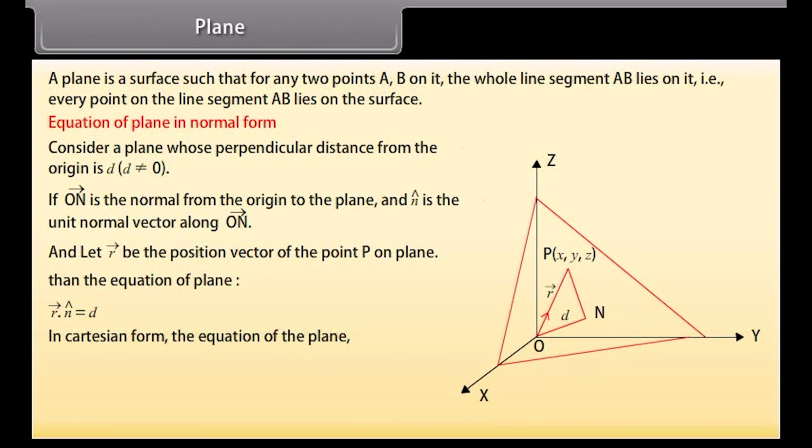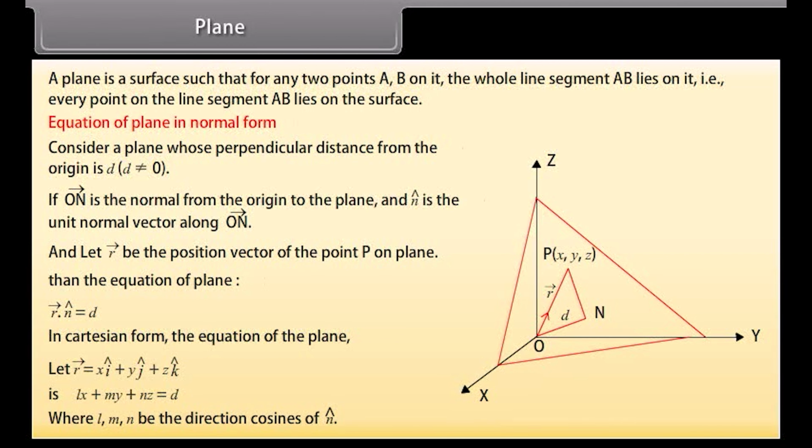In Cartesian form, the equation of the plane, let vector r equals x cap i plus y cap j plus z cap k, is lx plus my plus nz equals d, where l, m, n are the direction cosines of cap N.